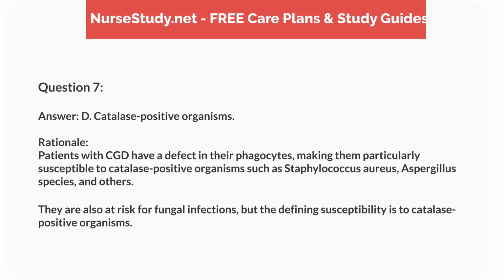Answer D. Catalase-positive organisms. Rationale. Patients with CGD have a defect in their phagocytes, making them particularly susceptible to catalase-positive organisms such as Staphylococcus aureus, Aspergillus species, and others. They are also at risk for fungal infections, but the defining susceptibility is to catalase-positive organisms.